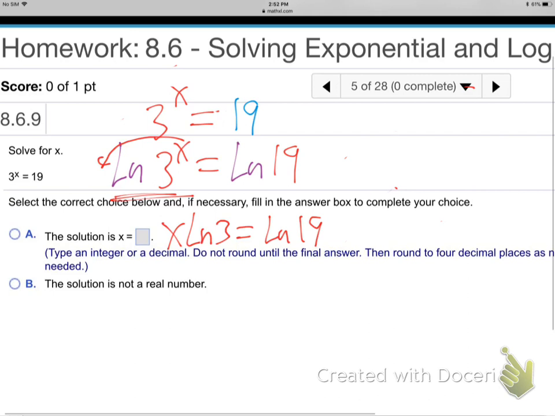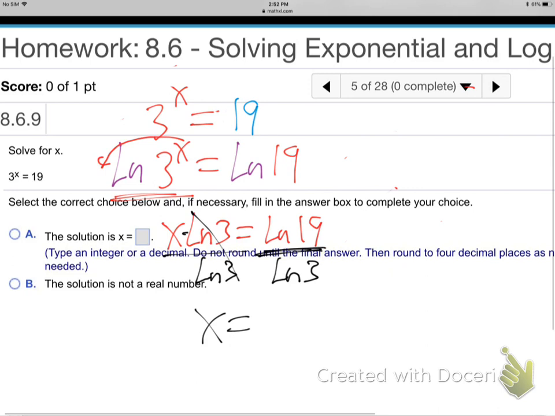X is out of power. So now just divide by ln 3 on both sides. Right now it's no big deal at all. Now because x is on the base level, you just divide. There it is. They want you to type it on your calculator.